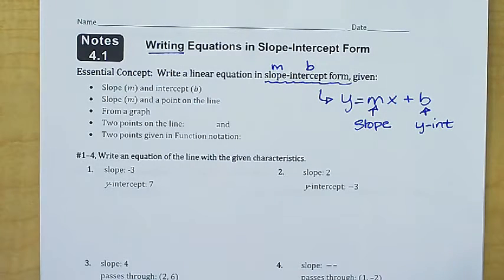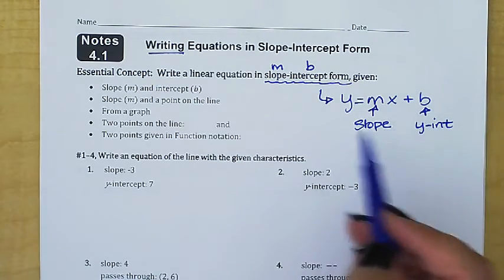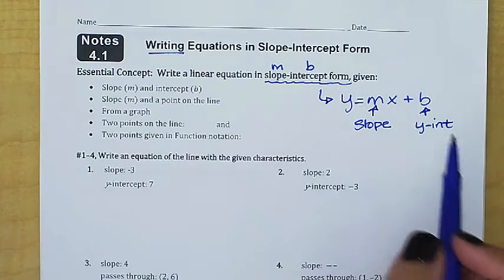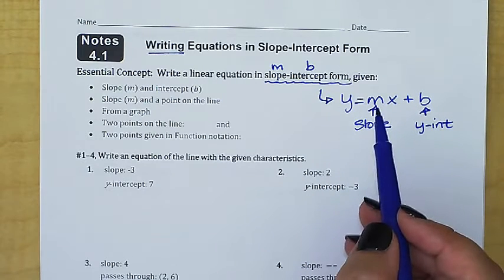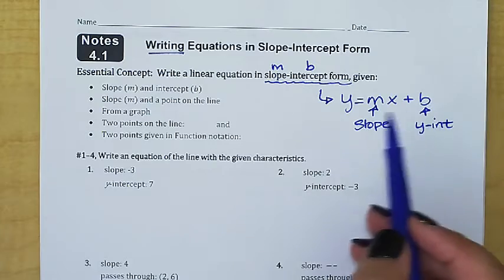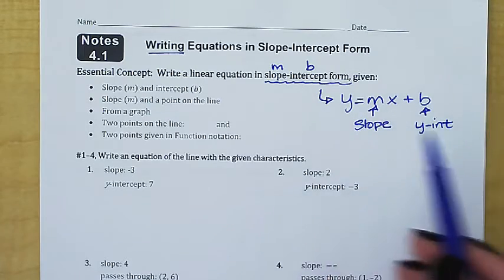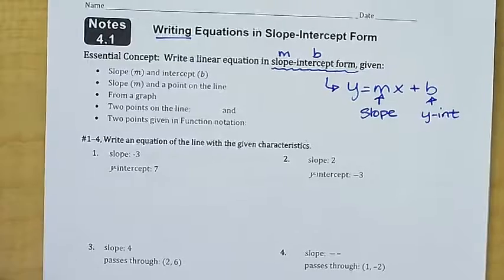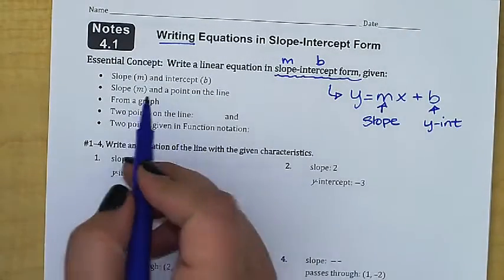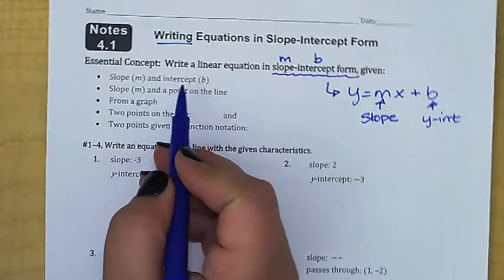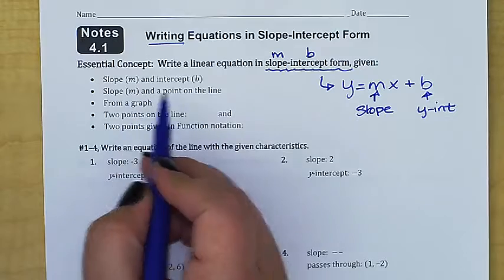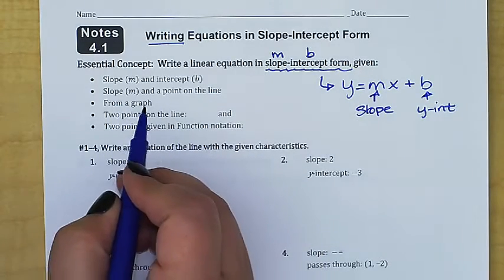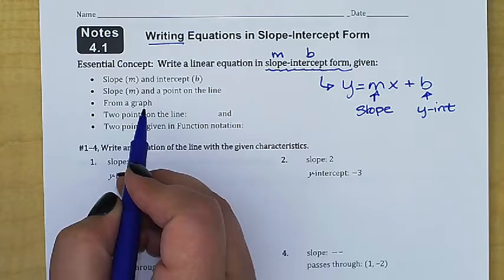Just remember, this format is always when y is isolated and everything else is on the other side. If it's a linear equation, it's going to have this form where the coefficient in front of x is your slope, and the constant that's by itself is your y-intercept. As long as you understand that, you should be able to write the equation given the slope and y-intercept. That's pretty simple. Given the slope and just another point on the line, you should be able to write the equation by just looking at the graph.